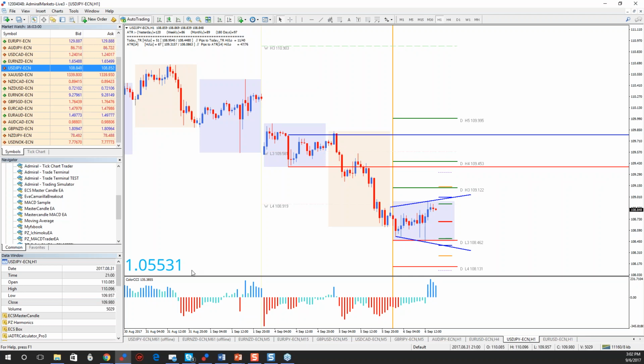So this is, simply said, megaphone, and the price makes big range up, down, up, down. This is not bullish, neither is it bearish. So I wouldn't trade this personally, really.